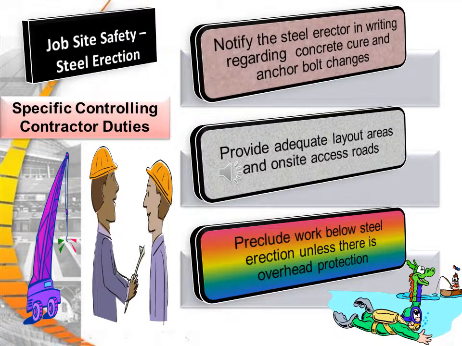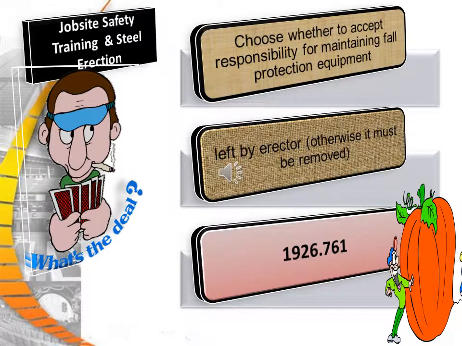Specific controlling contractor duties call for notification of the steel erector in writing regarding a concrete cure or anchorage bolt changes, as well as providing adequate layout areas and on-site access roads. This precludes work below steel erection unless there is overhead protection. Steel erection and safety training calls for choosing whether to accept responsibility for maintaining fall protection equipment left by the erector or otherwise removing it. That's covered under .761 as well.